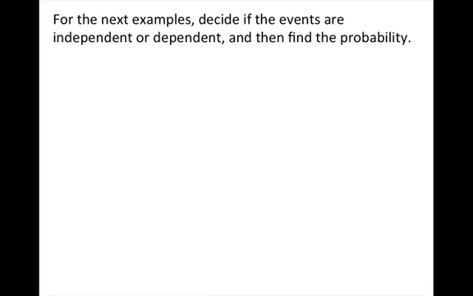For the next examples, you've got to decide if the events are independent or dependent, and then find the probability. If I'm given a general statistic that I apply to everyone, the events are independent. If I'm given a specific scenario for a certain class or a certain item, then those events are dependent.